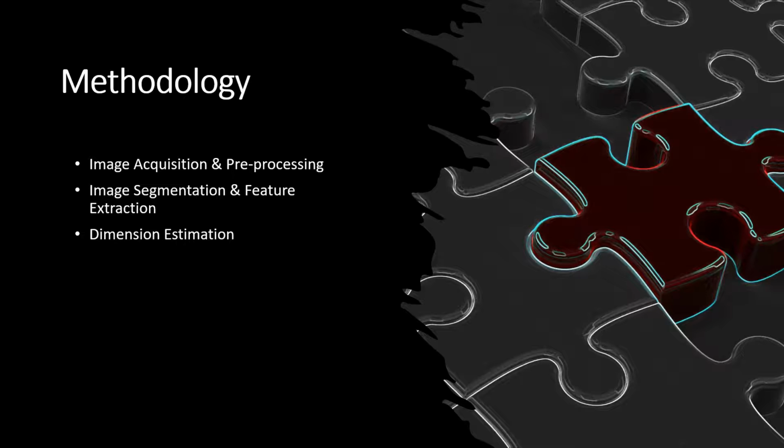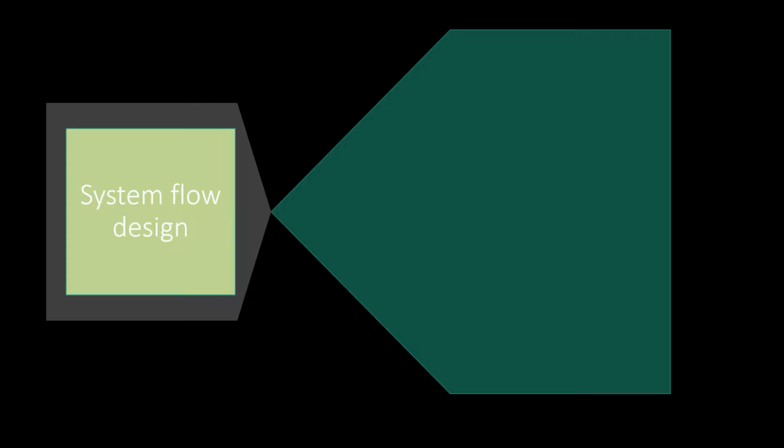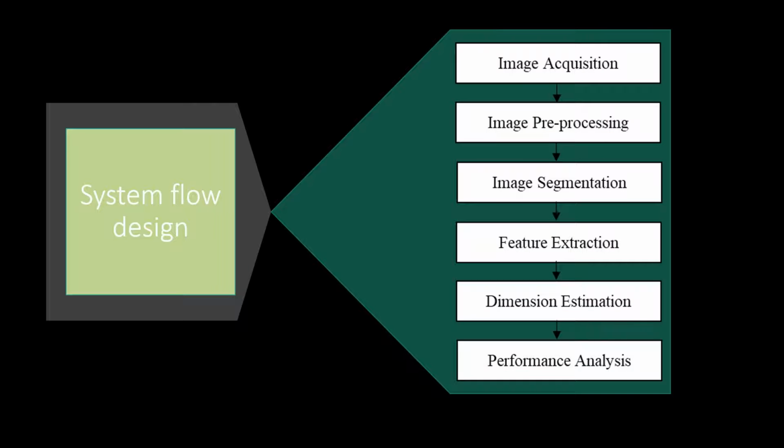First, about the image acquisition and pre-processing technique. This algorithm focuses on the pre-processing of the image. Then, the edge detection algorithm for the image segmentation and feature extraction. And lastly, the dimension estimation and calculation. This is to compute the dimension of the boxes. This is the flow of the execution for my algorithm.